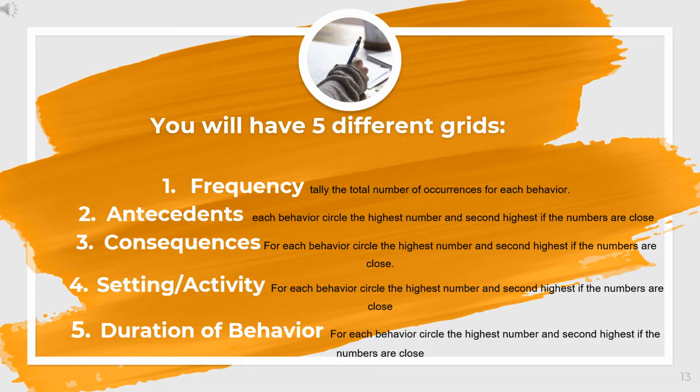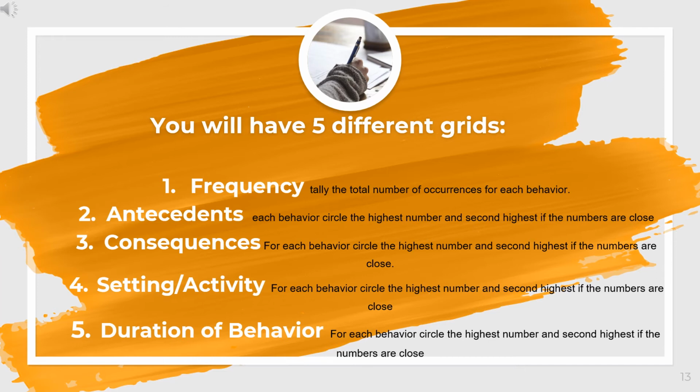You will have a total of 5 different grids, the first of which is frequency of the challenging behavior. Using tally marks, tally each time a behavior occurred on each date. When finished, total the tally marks for each of the occurrences for each behavior.